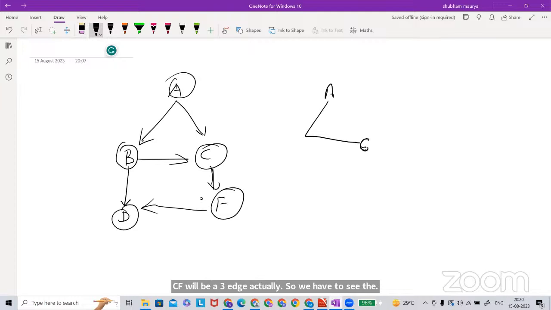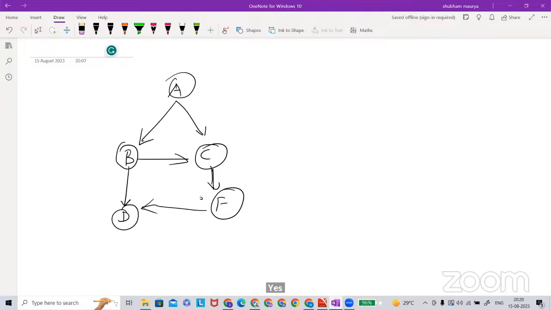That's the single answer. Sir, but these tree edges are non-tree, sir. No, this is a tree edge. Sir, but we see tree edges in BFS.